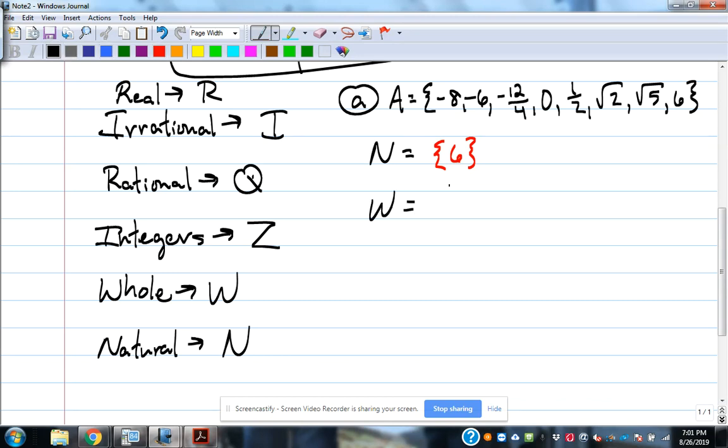We'll just ease our way out of the buckets. What's a whole number? Natural numbers plus 0. So if 6 was a natural number, does it have to be a whole number? Yeah. So my set has got to have a 6 in it, but what else is there? 0. It's in our set, so it's a whole number. So natural numbers plus 0, that's the whole numbers. Okay, so we get 0 and 6. That's our whole number set, the subset of set A.